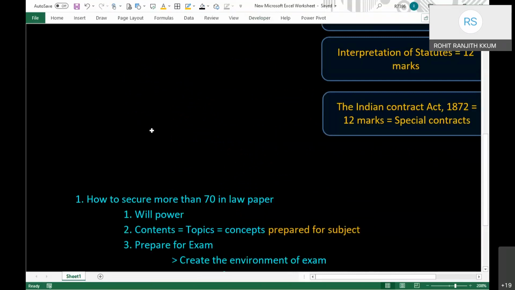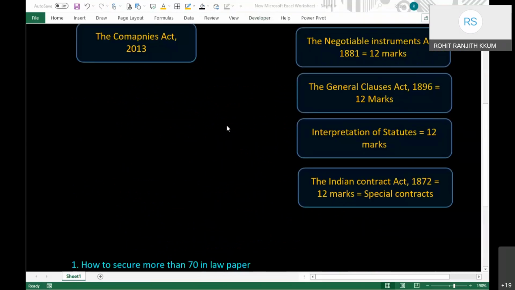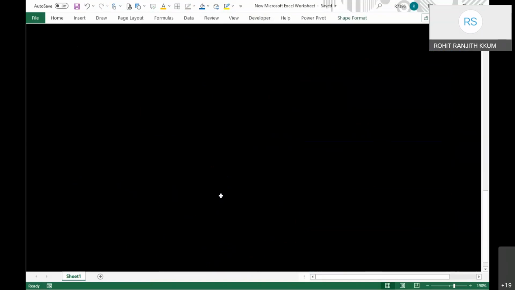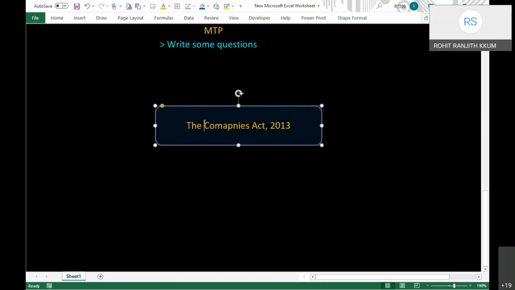Okay, guys. Now, the next question is, sir, what are you going to start with today? So I would like to start with company law first because, as you can see, the Companies Act 2013 is very wide, because 60 marks are there. So what we're going to face in this Companies Act 2013, let's learn now the contents of Companies Act 2013. Please put it there. Contents of the Companies Act 2013. Okay?